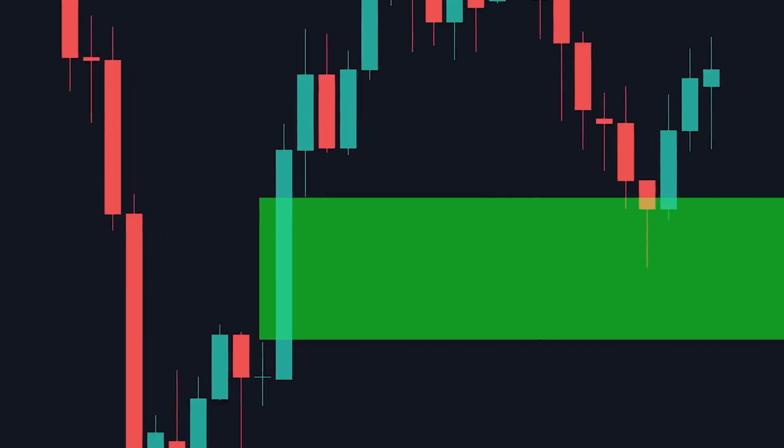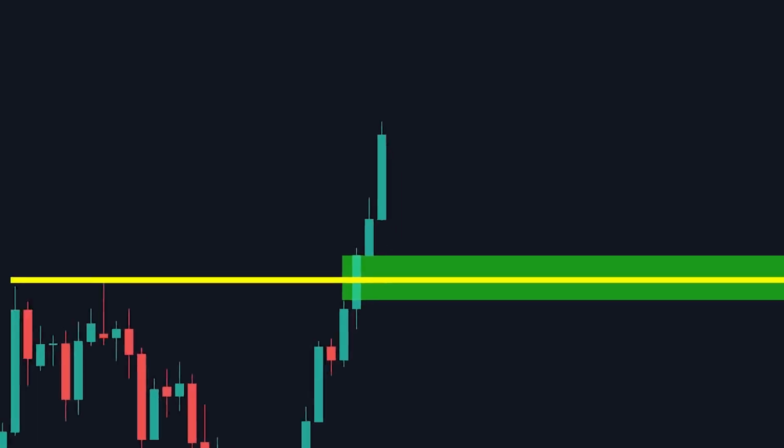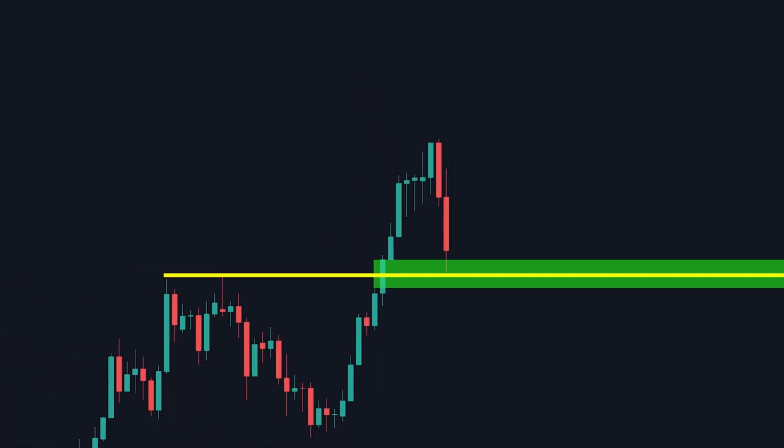Now, the third requirement. To ensure a strong gap, use additional confirmation methods. One approach is using known support and resistance levels. Here, an untested bullish gap formed on the chart. Looking closely, a support level exists right in the gap. It aligns perfectly within the center of the gap zone. This alignment increases the chance the gap will perform well.